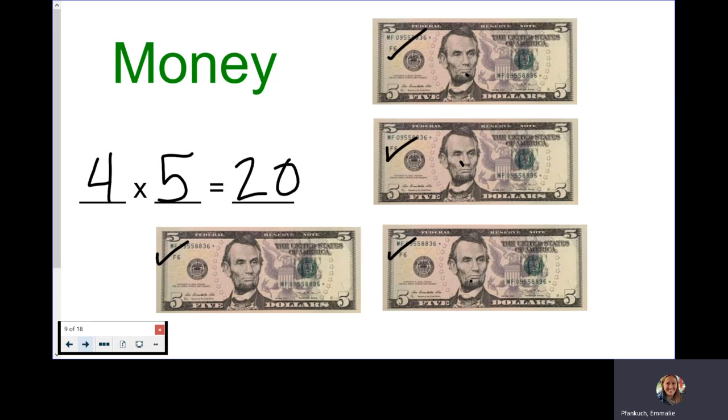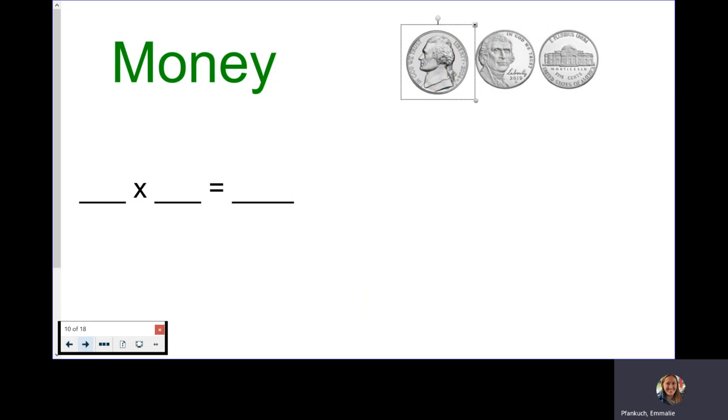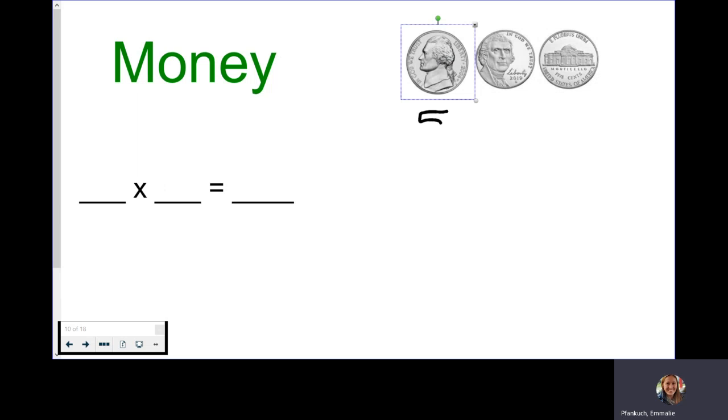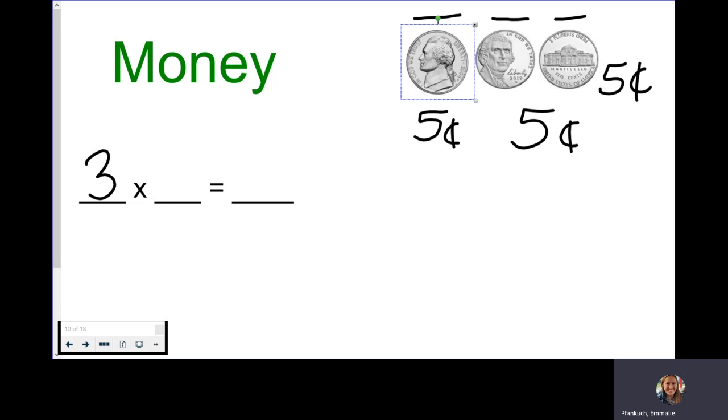But it's not just bills that we're looking at. We can also think about nickels. A nickel is worth, yep, you guessed it, 5 cents. Nickels can look a little bit different ways. A nickel might look like this, or the newer ones look a little bit like this. But all of these are worth 5 cents. So if I look at 1, 2, 3 nickels, and each nickel is worth 5 cents, I'm going to count by 5. 5, 10, 15. 3 times 5 is 15.